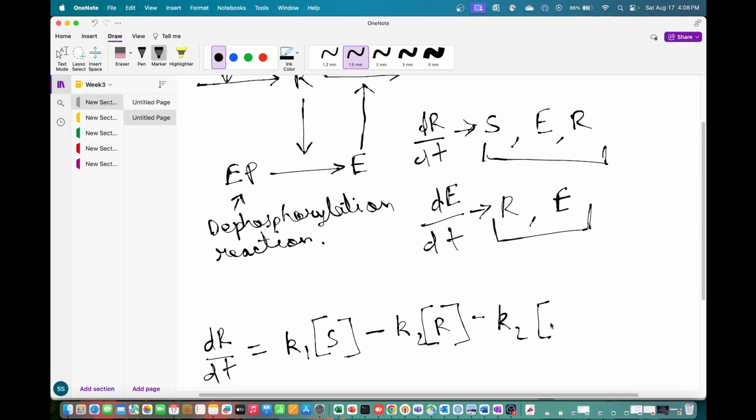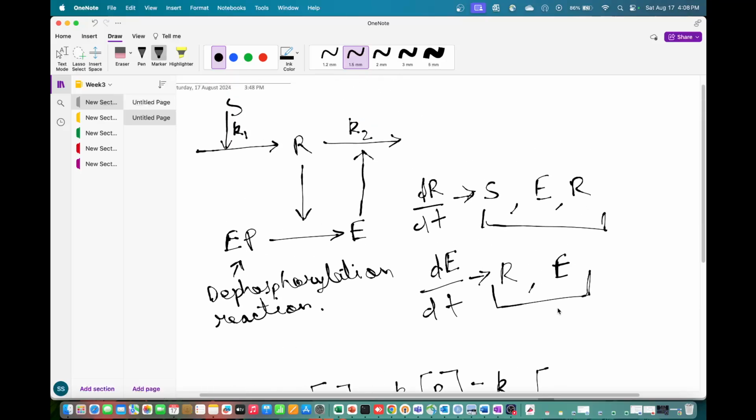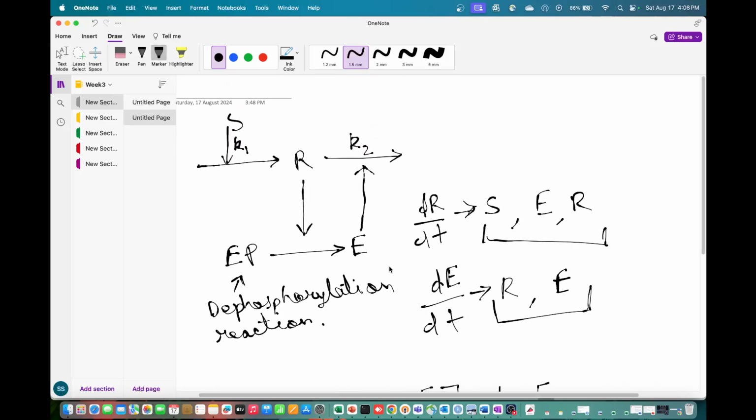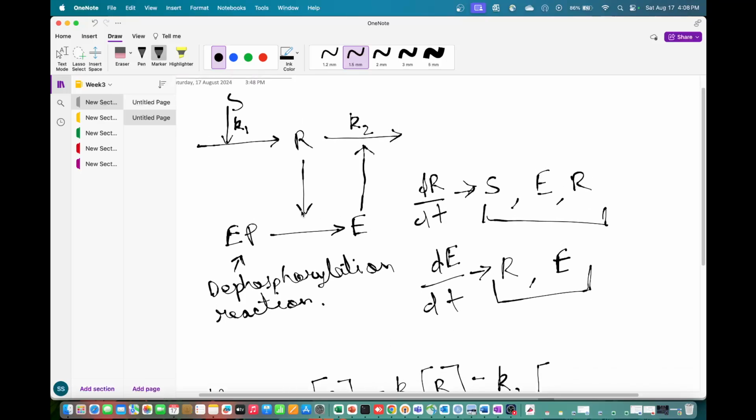Negative of K2. No, sorry. Let me try another one. So let's try this one as K2 dash.